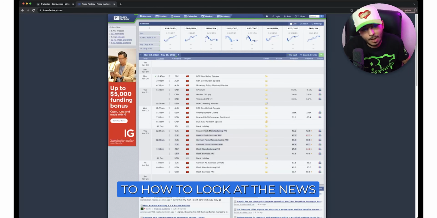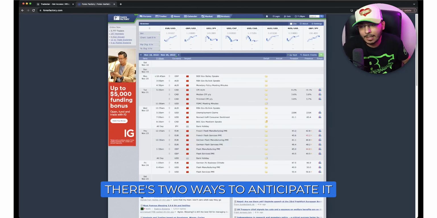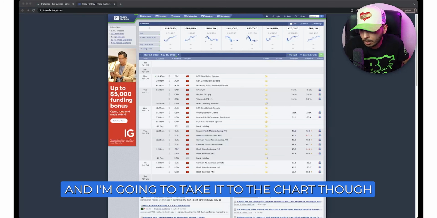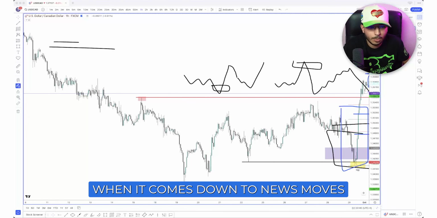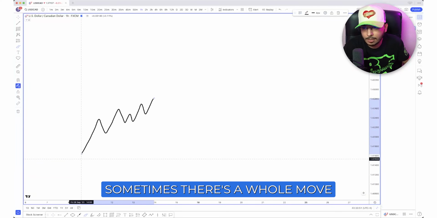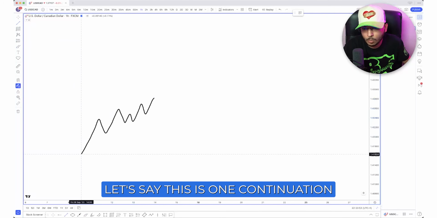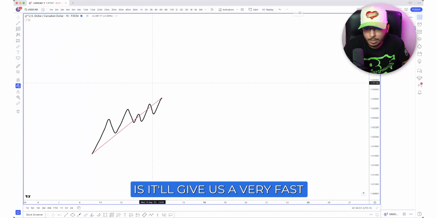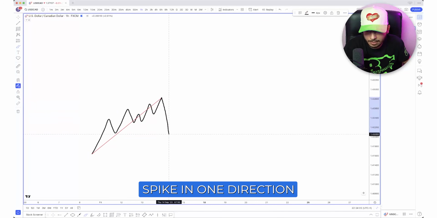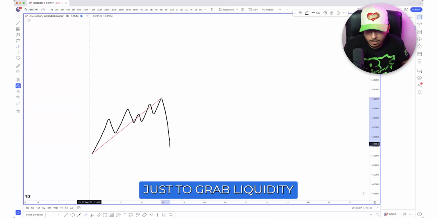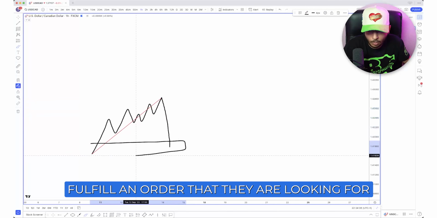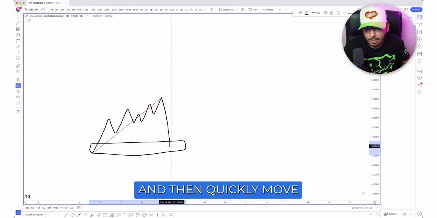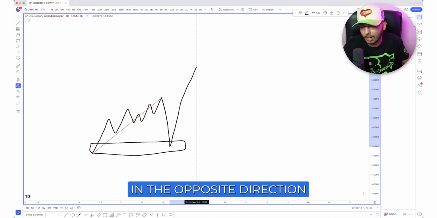In regards to how to look at the news, there's two ways to anticipate it, and I'm going to take it to the chart. So sometimes this is what happens when it comes down to news moves. Sometimes there's a whole move. Let's say this is one continuation move from here to here. Sometimes what the news will do is it'll give us a very fast spike in one direction just to grab liquidity, fulfill an order that they are looking for, and then quickly move in the opposite direction.